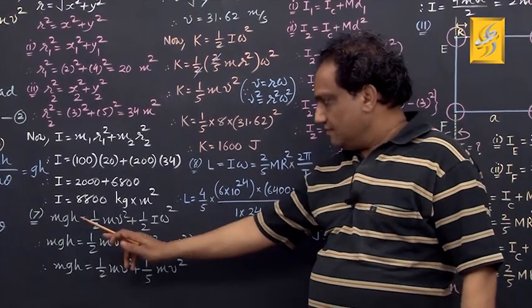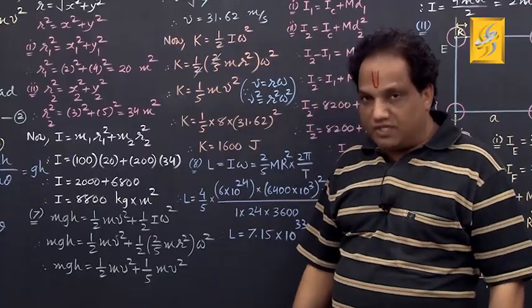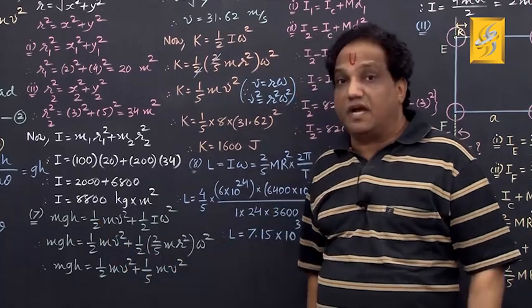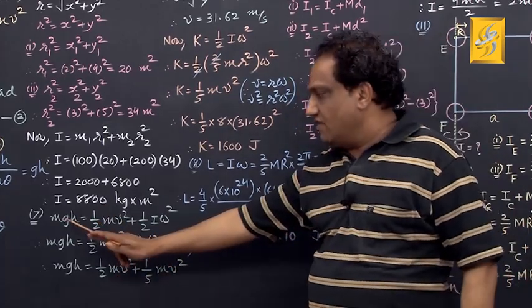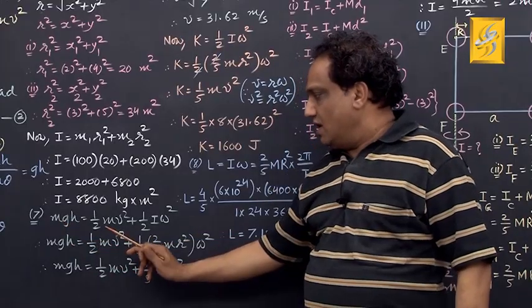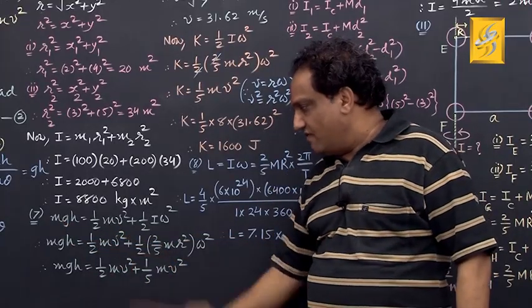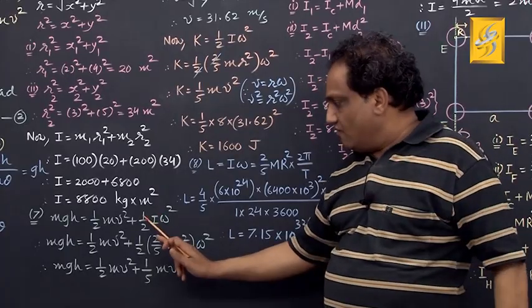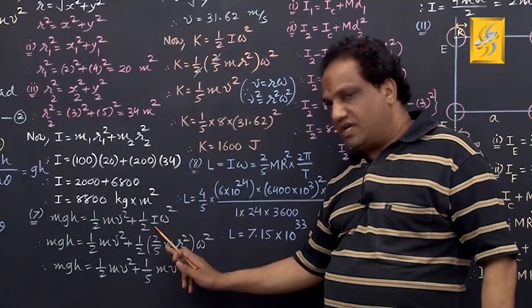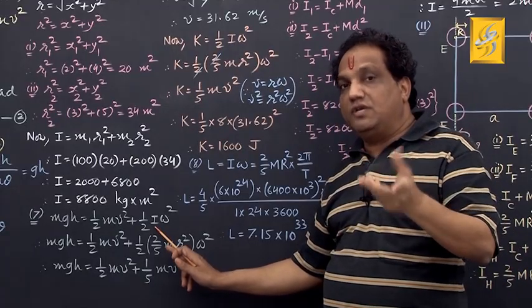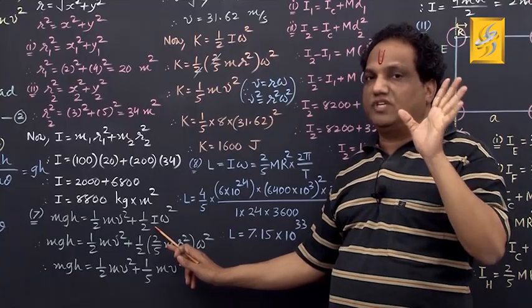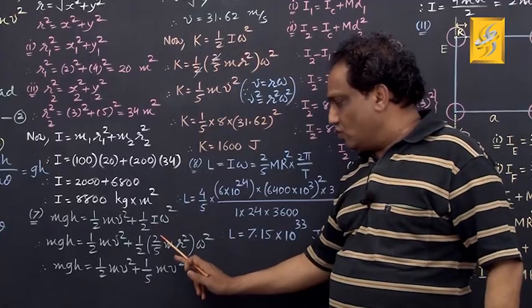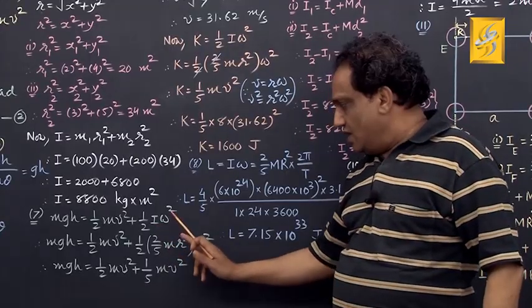According to law of conservation of mechanical energy, loss in gravitational potential energy should be equal to increase in kinetic energy. Loss in gravitational potential energy is mgh, increase in linear kinetic energy is half mv square, increase in rotational kinetic energy is half I omega square. 1 by 2 as it is. What about moment of inertia? What are you given in the statement? Which body? Solid sphere. For a solid sphere, moment of inertia about an axis passing through its diameter is I equals to 2 by 5 mr square, into omega square.